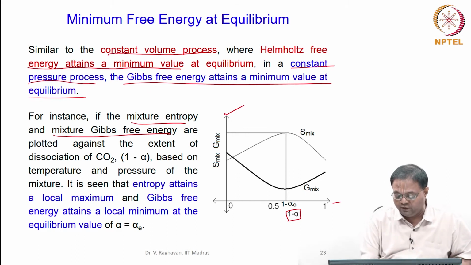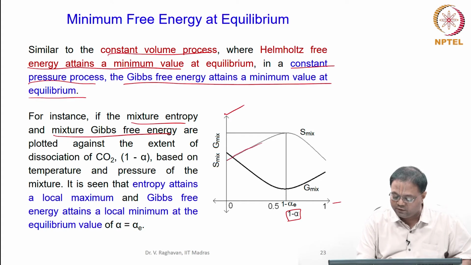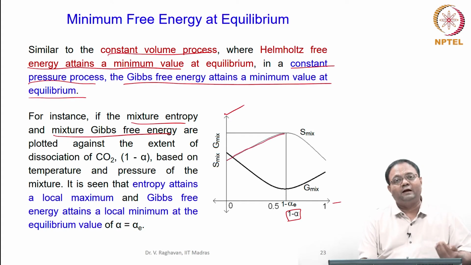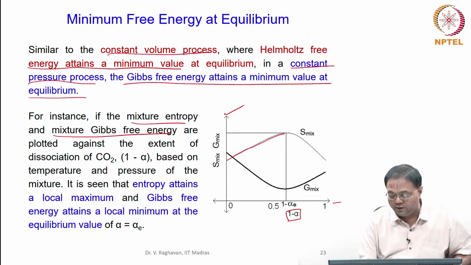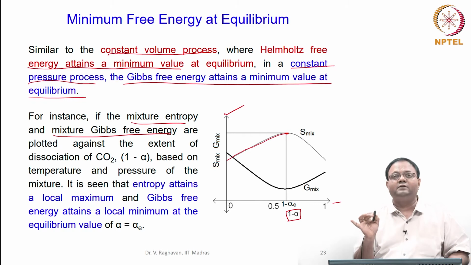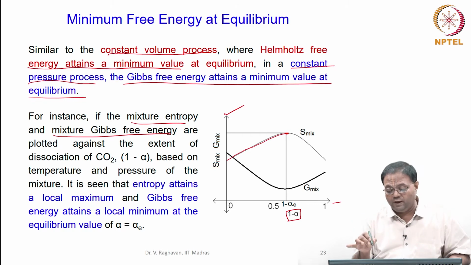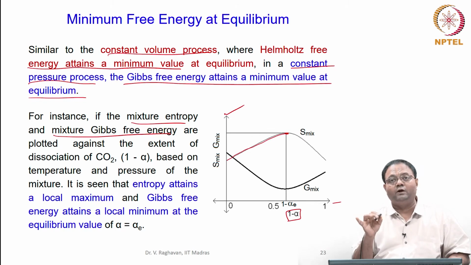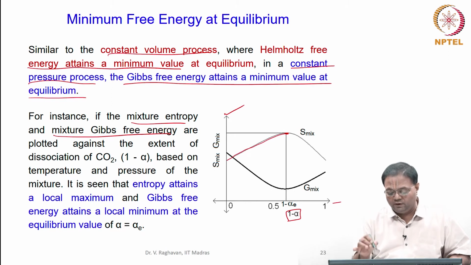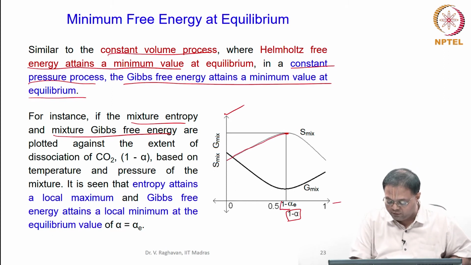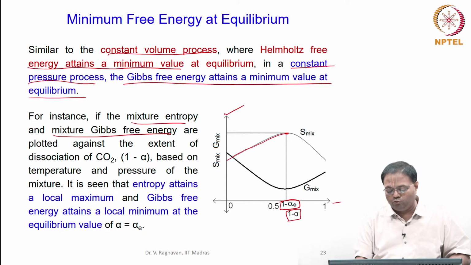So now you can see that when the entropy is showing an increasing trend like this, that means a particular reaction is taking place, either a forward or backward reaction. When it reaches the maximum, you reach the equilibrium condition. So S mix attaining a maximum value, or ds equal to 0, represents the equilibrium condition. This is the number of moles of CO2 at the equilibrium, 1 minus alpha E.